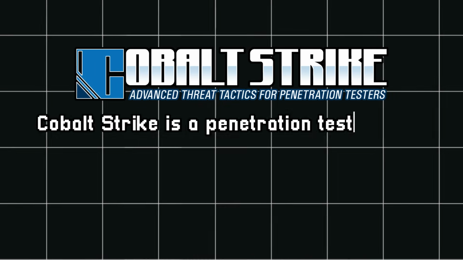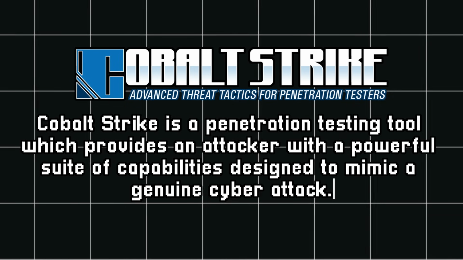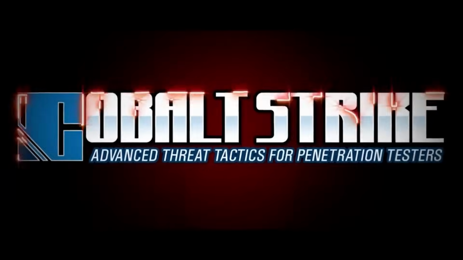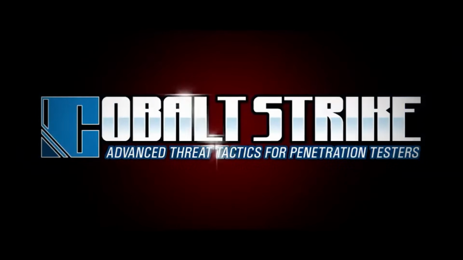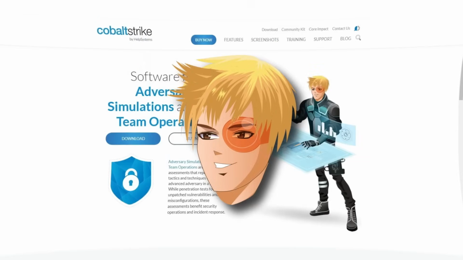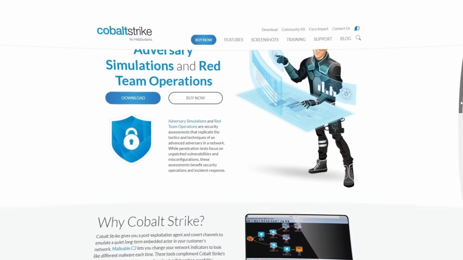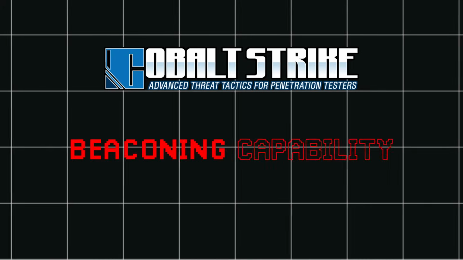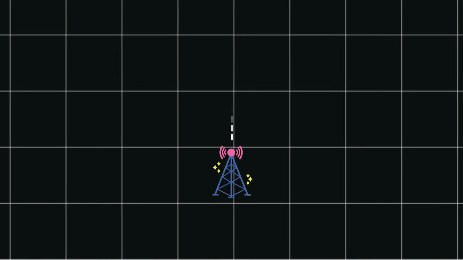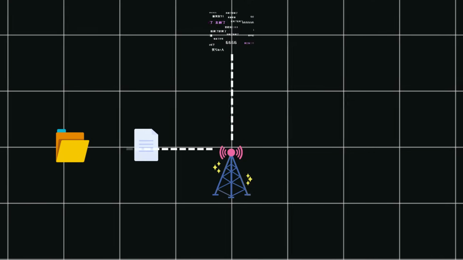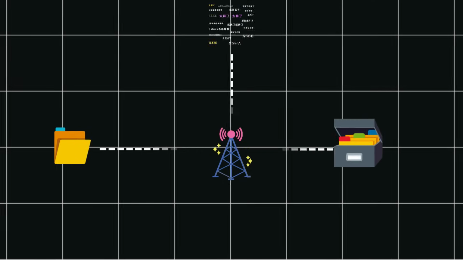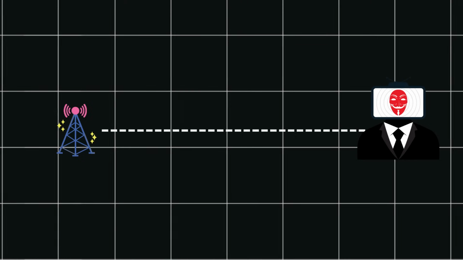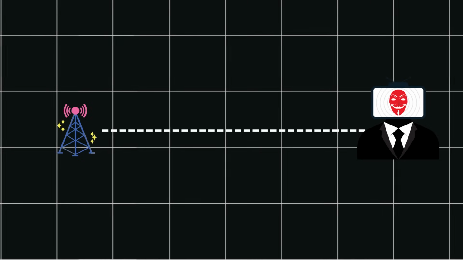Cobalt Strike is a penetration testing tool which provides an attacker with a powerful suite of capabilities designed to mimic a genuine cyber attack. It's particularly renowned for its advanced command and control (C2) features and its ability to simulate a full attack lifecycle from spear phishing to persistent access and data exfiltration. Beaconing capability. Cobalt Strike's Beacon is a lightweight payload designed to execute commands, deliver files, and return outputs. It can communicate with the attacker's server in a low and slow manner to evade detection, mimicking regular network traffic and staying under the radar.